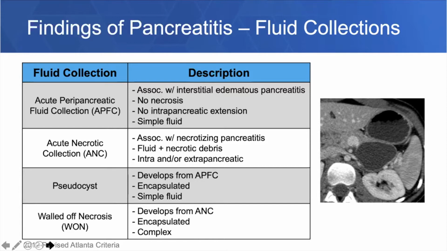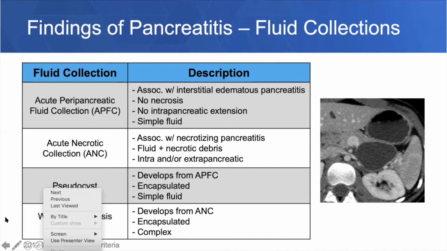In the chronic phase, when these collections start to organize and develop that investing wall, which is when they can be intervened on, the APFCs, those simple fluid collections, are the ones that turn into the pseudocysts. And the ANCs, the necrotic collections, are the ones that turn into the walled off necrosis, okay? And again, what we're looking for in the chronic phase, there is a time interval of generally 4 weeks, but we're looking for an investing wall around the collection that gives it that stability that allows our endoscopic colleagues to go in and intervene, okay? It gives it that stability so they can get in there endoscopically.